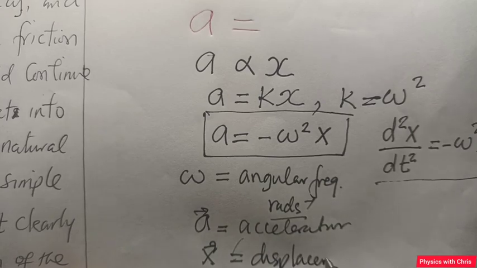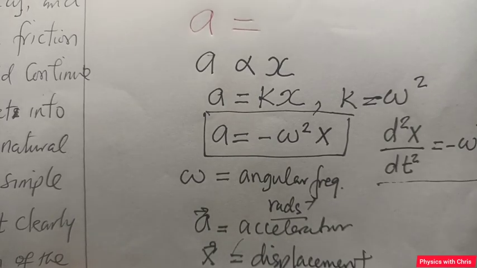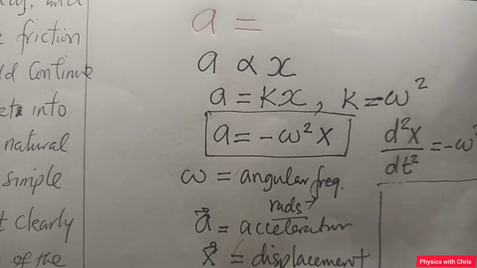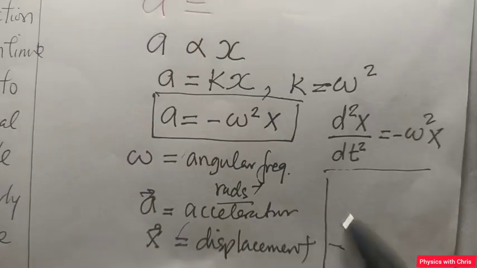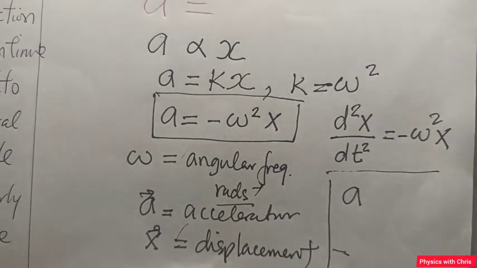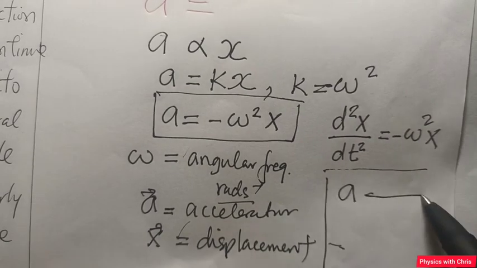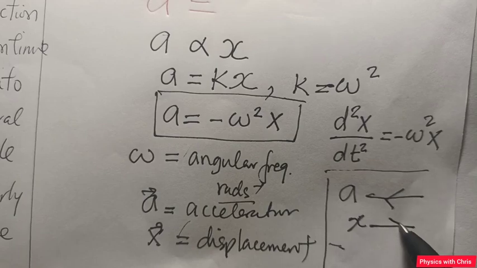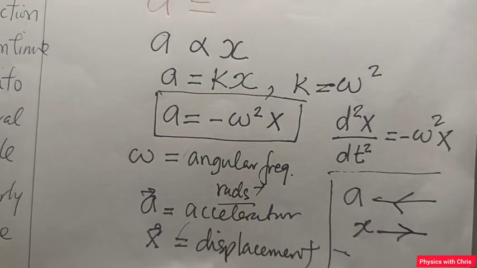Remember that distance is just the magnitude. It does not have a direction. The displacement has both magnitude and direction. Now, what does a negative sign imply? The negative sign indicates that the directions of a and x are not the same, that the displacement is oppositely directed to the acceleration. So when acceleration is directed this way, the displacement of the body x will be directed the other way, in the opposite direction.